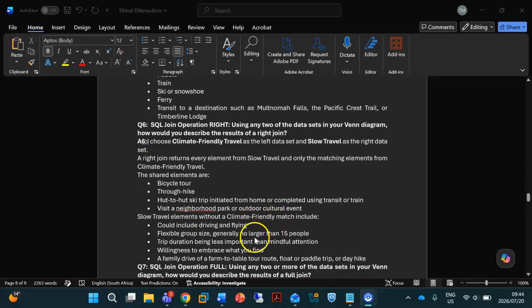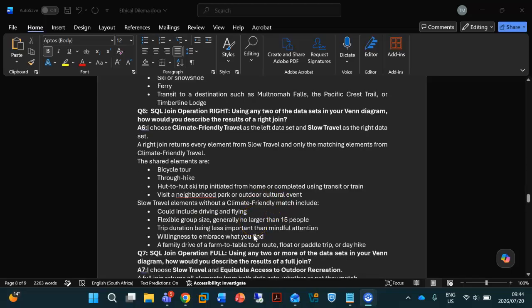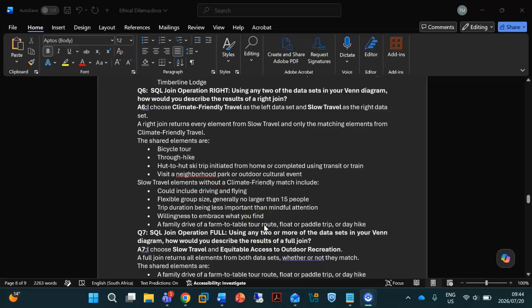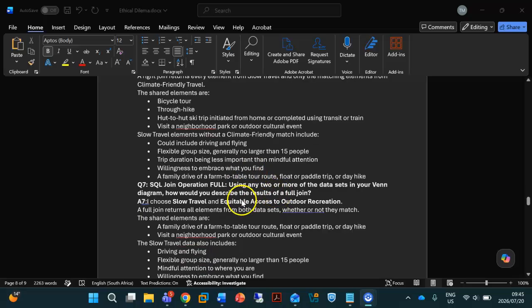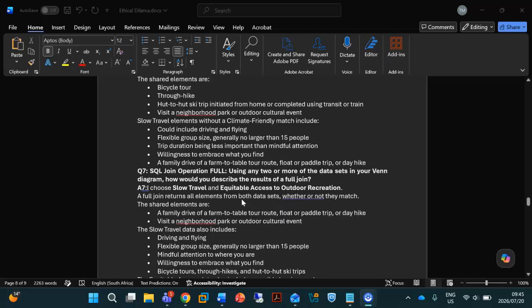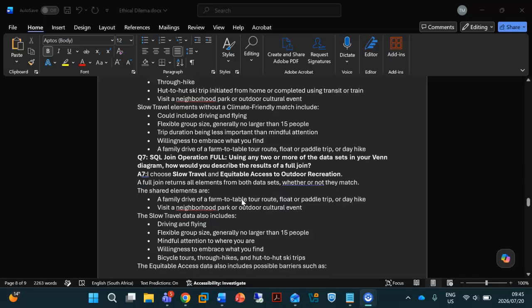So these shared elements are bicycle tour, through hike, hard ski, visit a neighborhood park or outdoor cultural event. Then slow travel without a climate friendly match could include driving and flying, flexible group size, no larger than 15 people, trip duration being less important than mindful attention, willingness to embrace what you find, a family drive of a farm to table tour route, float or a pedal trip or a day hike.